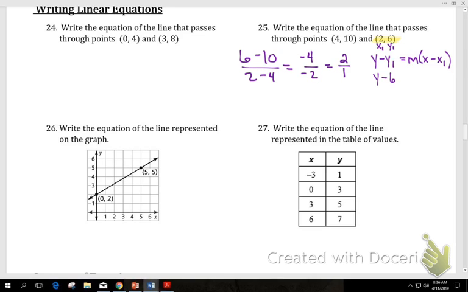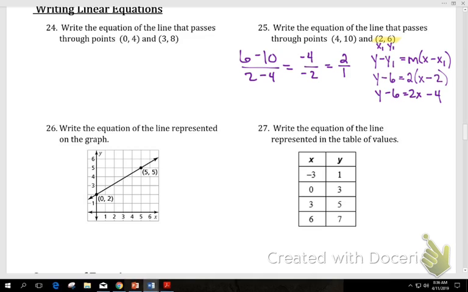Y minus y1. Does everybody see why I plugged in a 6 for y1? I just picked an ordered pair. Equals m, which I just solved for. You need to understand slope is your m. What was m? 2 times x minus, what is my x1? 2. And now I need to distribute the 2. Okay, so what is 2 times x? 2x. And what is 2 times negative 2? -4.